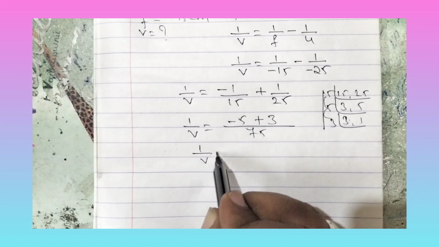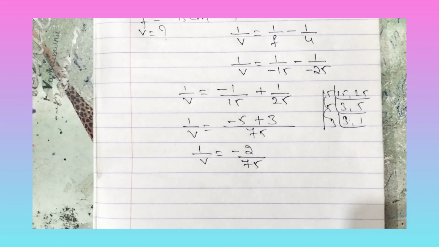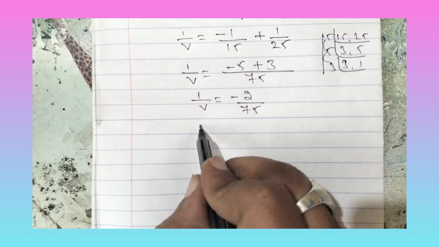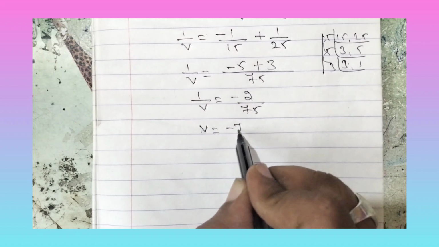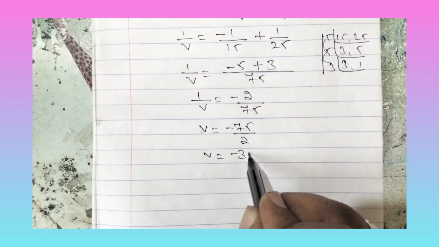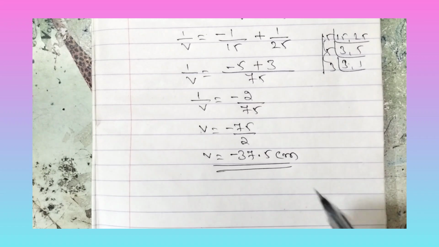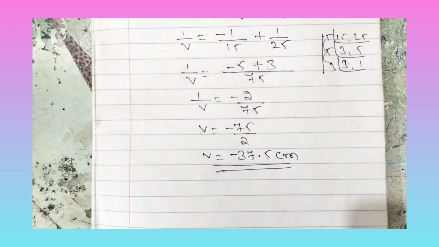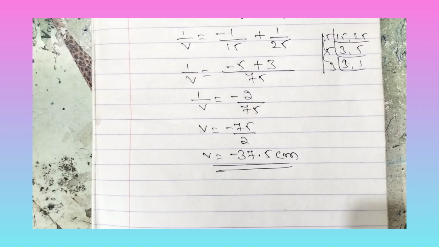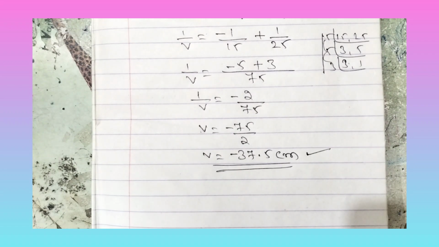So 1 over v is equal to minus 2 divided by 75. Now take the reciprocal of v: v is minus 75 by 2. So half of 75 is minus 37.5 centimeter. Therefore, the image is formed at 37.5 centimeter away from the mirror. So like this we have to solve this question.